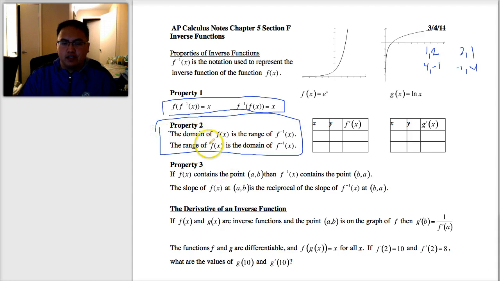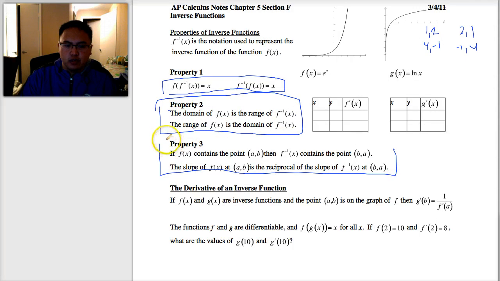So two ways to say the inverse. If I put the inverse inside a function, I get x, or if I take the inverse of a function and get x, that's one way. Another way is that the y is the x, and the x is the y of the other function. The third way to define the inverse, and these are just three ways of saying the exact same thing, is that if f(x) contains the point (a, b), the inverse, instead of (a, b), will have (b, a).